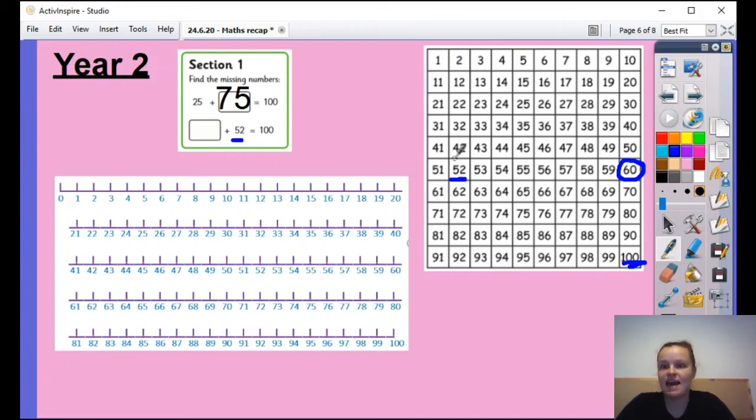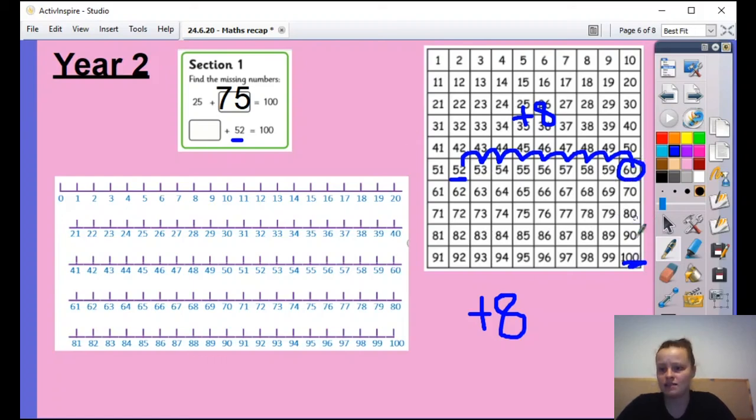So we've added 8, haven't we? Let's count together. 1, 2, 3, 4, 5, 6, 7, 8. So I've added 8. Okay, so add 8. This helps make it a lot easier than counting in ones. So we've got to 60 now.